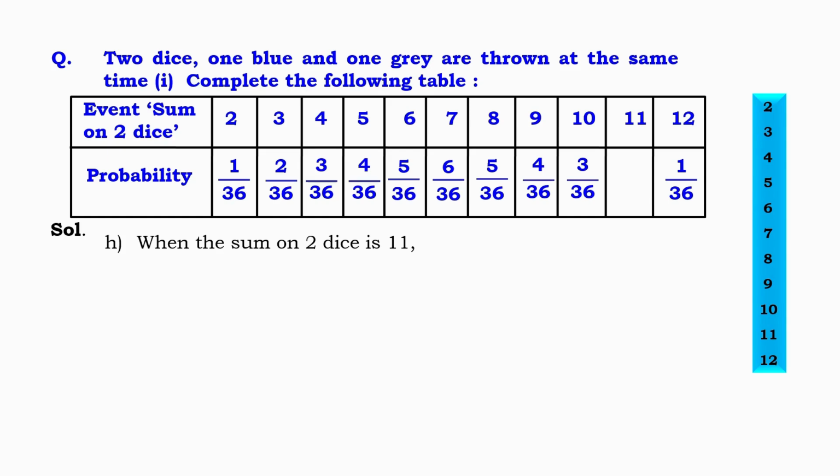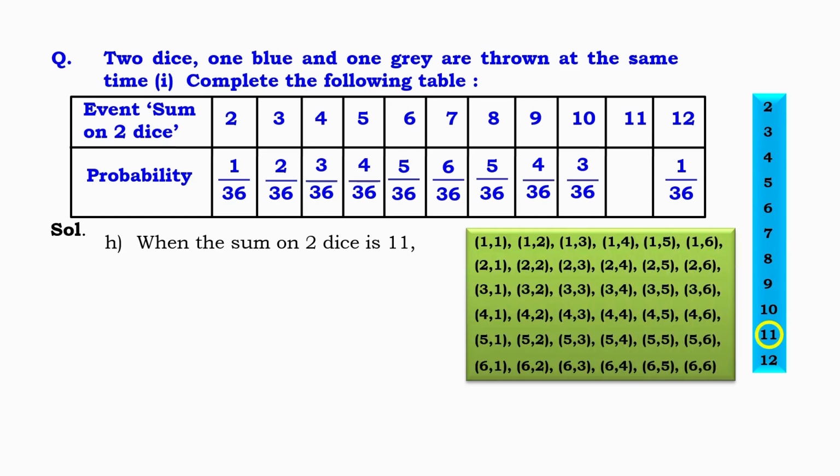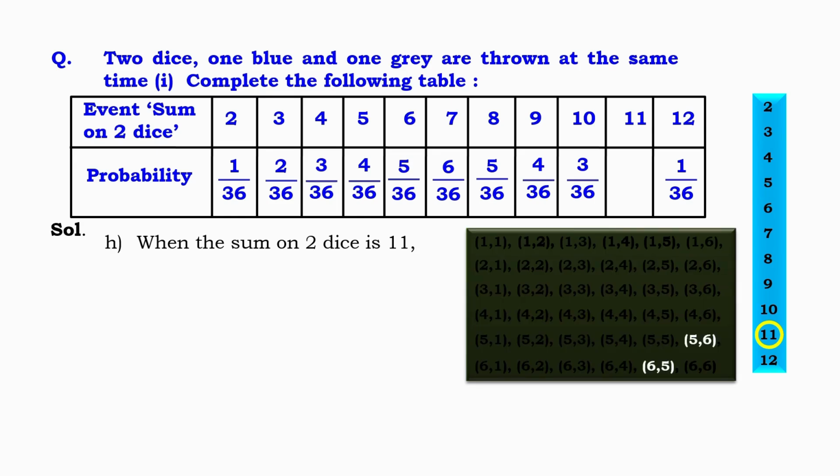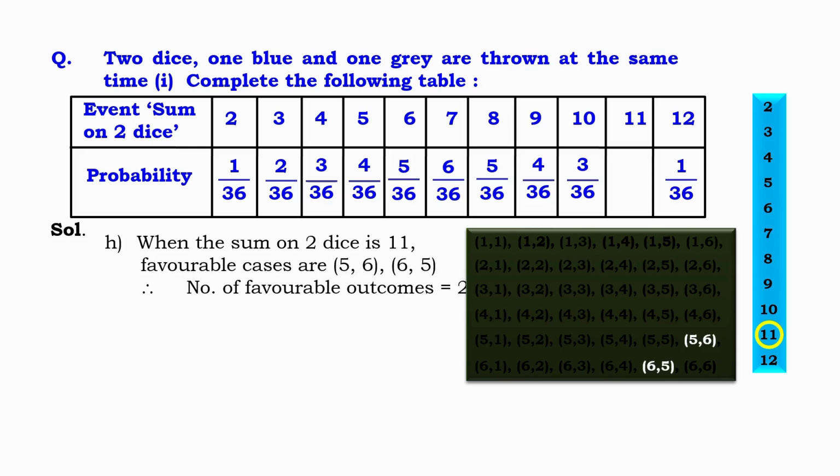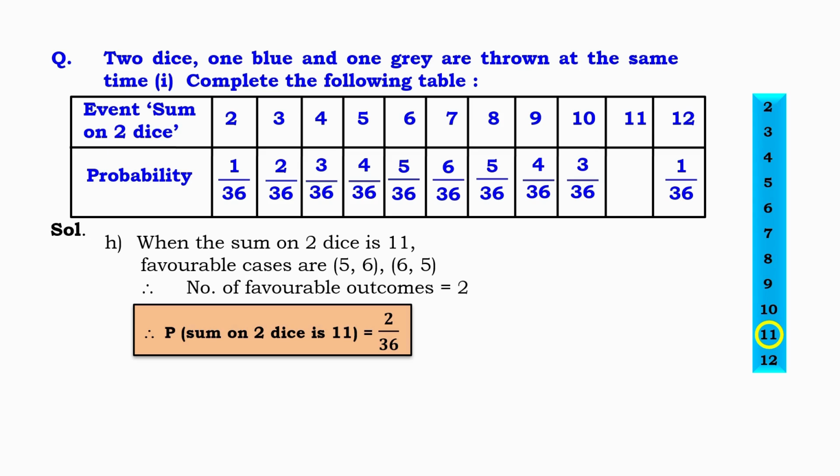Now when the sum on two dice is 11, so take a look when we will get 11. There are only two cases, that is 5 6 and 6 5. So number of favorable outcomes equal to 2 over here. So the probability of sum on two dice is 11 equal to 2 by 36. And 12 they have already done for you. So 12 I think you know the only outcome is 6 6. So number of favorable outcomes is 1. So 1 by 36.